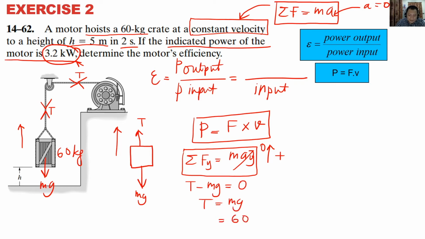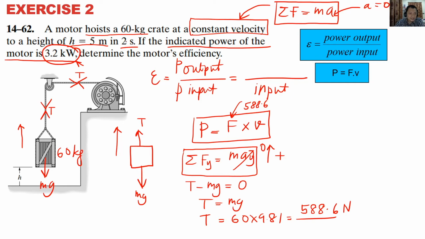60 kilo, 60 times 9.81. So this one becomes 60 times 9.81, 588.6 Newton. This is the tension. This T is equal to this one lah, 588.6. Velocity, you gotta solve this one.